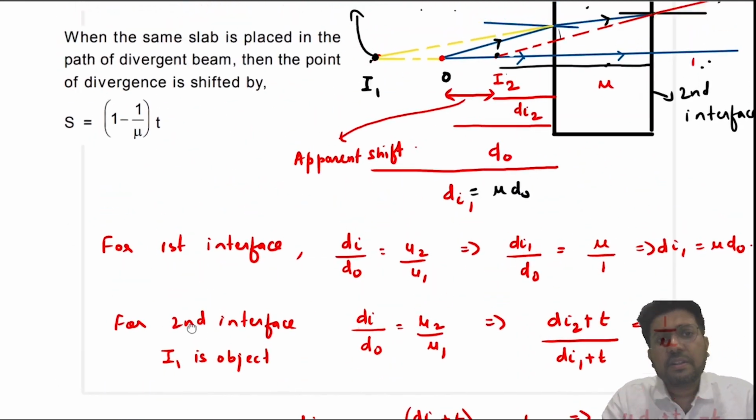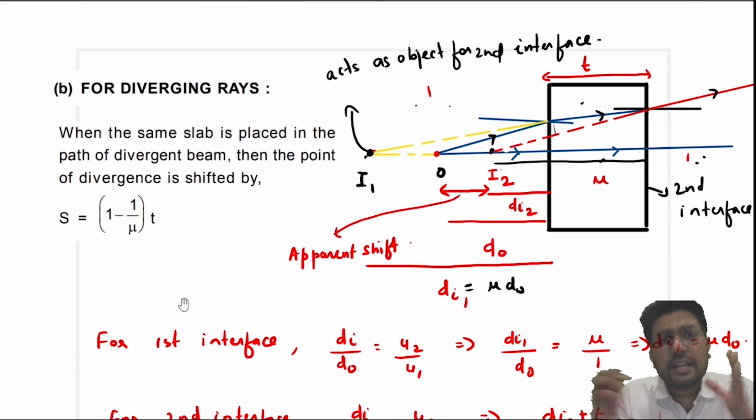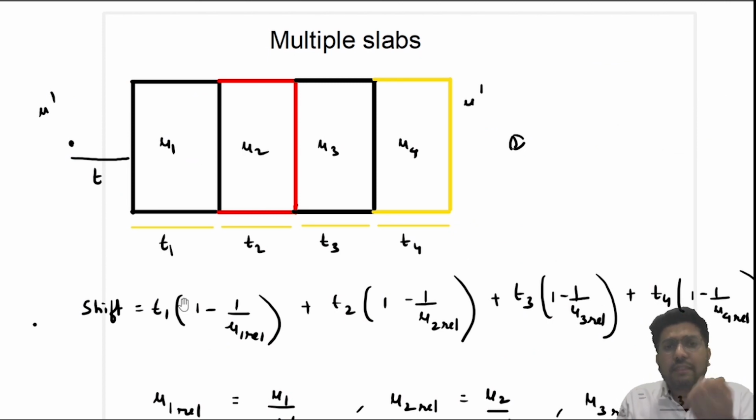If you want, you can take a pause here, read it again, write the notes, and then move to the next part of the video, right? Then you have multiple slabs. If you have multiple slabs, then there is a general formula.